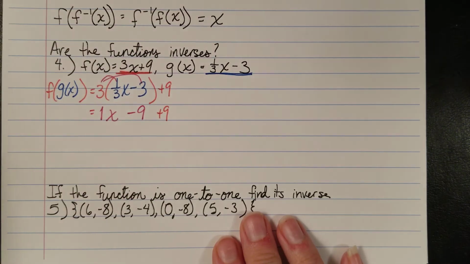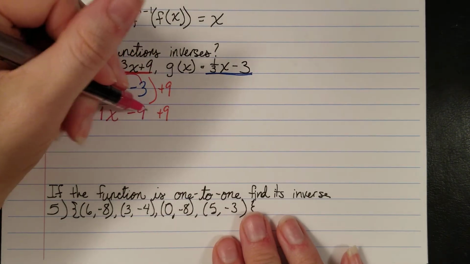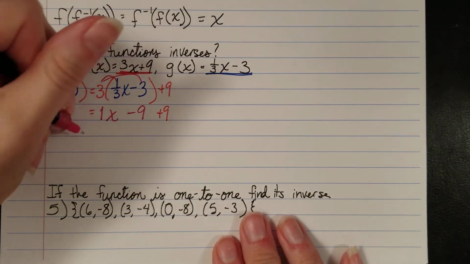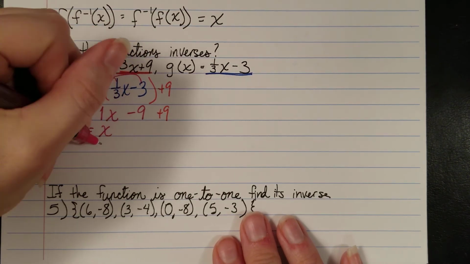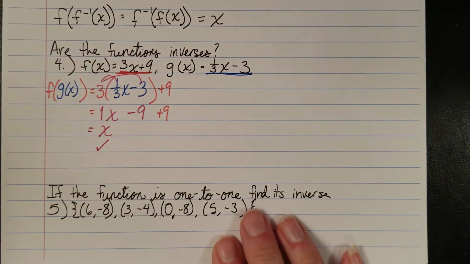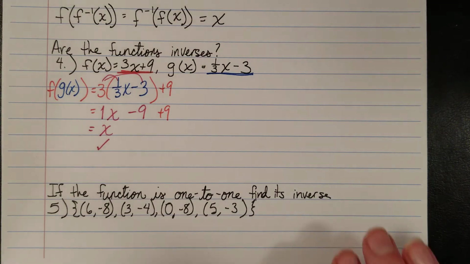So -9 plus 9 cancels out. 1x is the same thing as x. So that did work. And then we want to check the other way also.